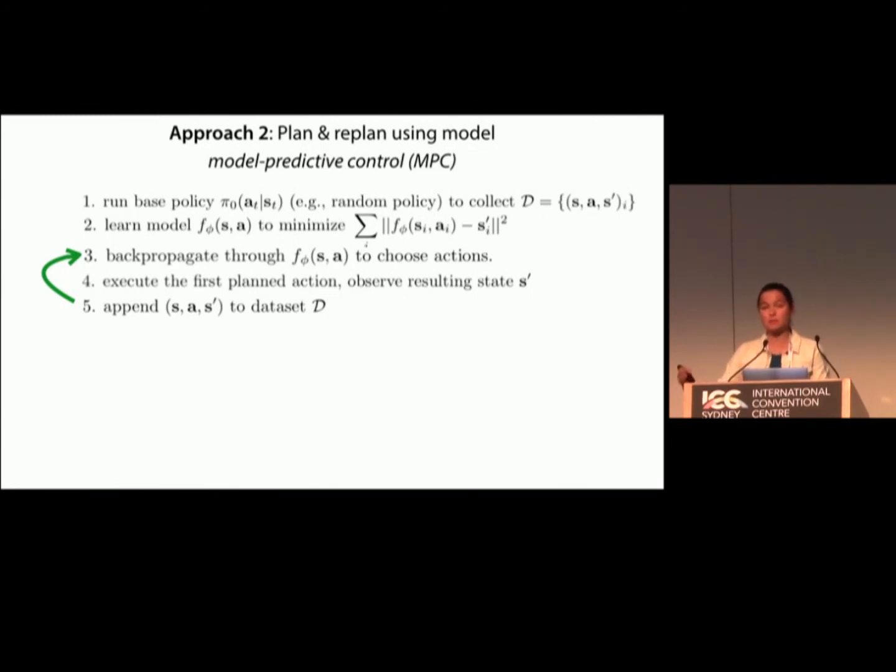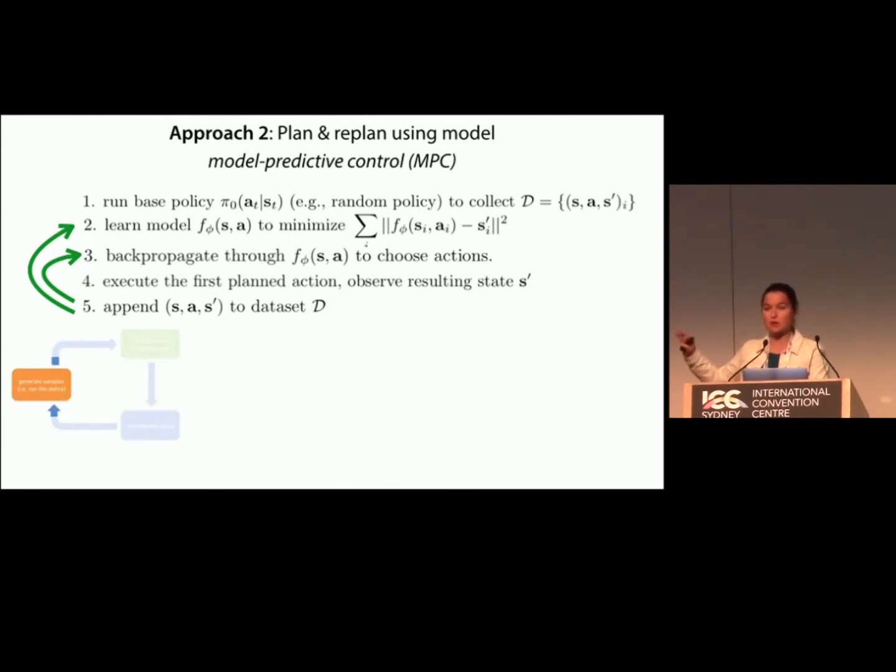So if it made a mistake when it was planning, then it will observe a new state. Maybe that wasn't the state that it expected, and then it can replan using its model to try to correct for the mistake that it made to get back on track. And then once you collect data by planning with the model, you can then repeat the whole process of refitting your model with the data that you observed and resampling.